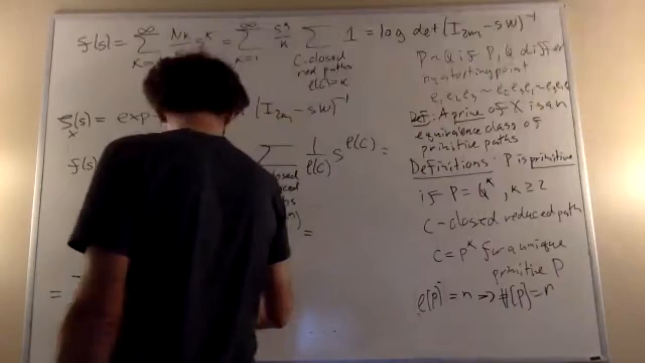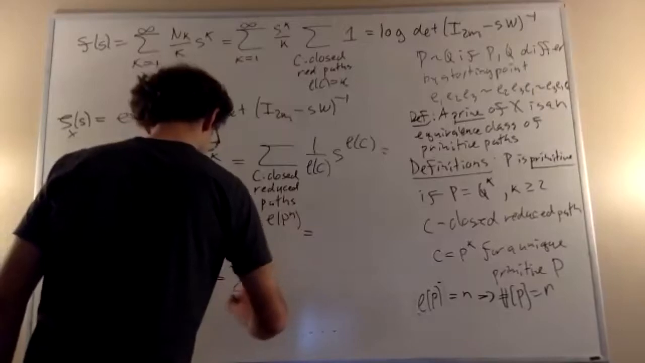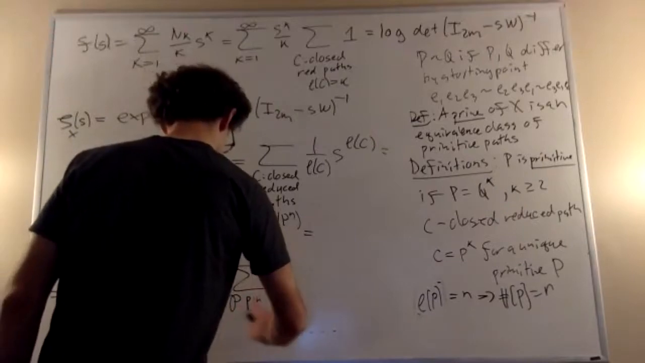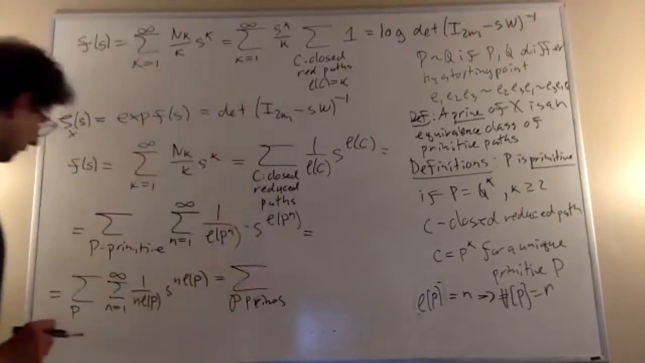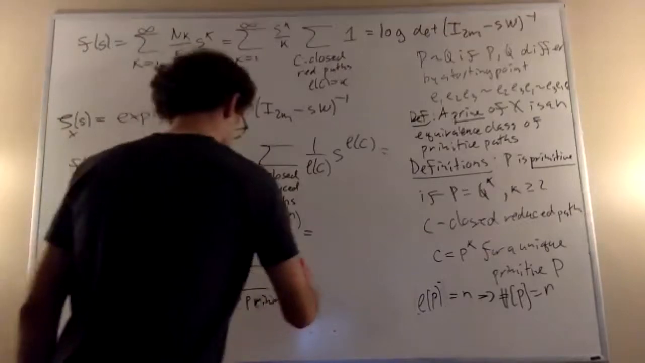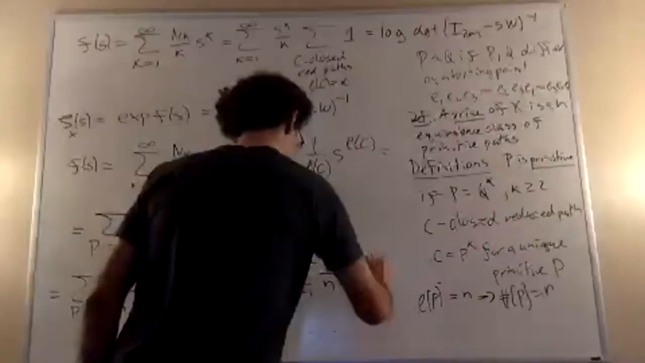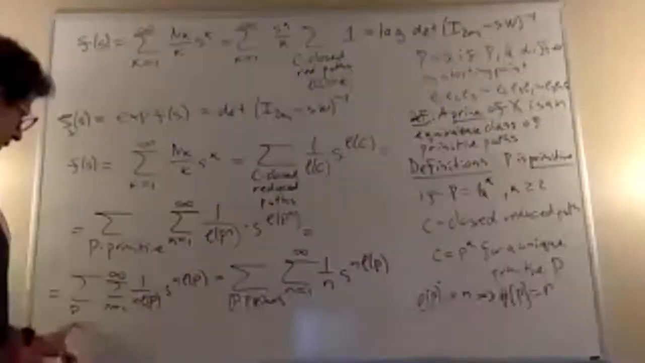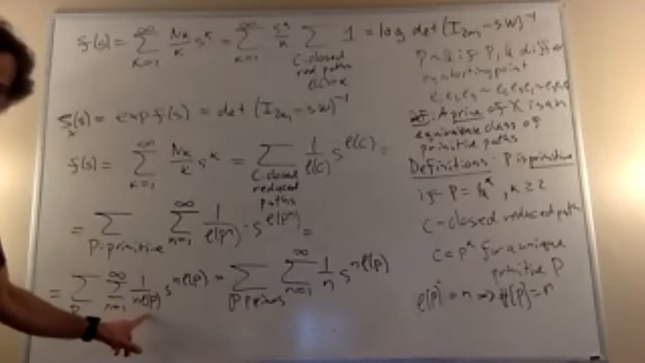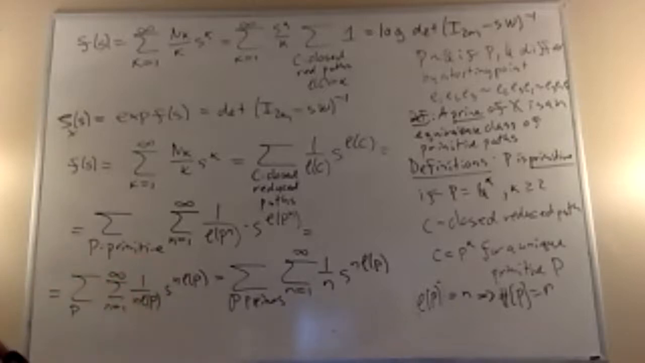So therefore, if instead of summing over primitive paths, I now sum over all P, and this is going to be the primes in the graph, then this L of P is going to go away. So I'm just going to have the sum from n equals 1 to infinity, 1 over n, s to the n L of P. Why is that? Well, because every primitive path P has exactly L of P representatives. So I'm adding 1 over L of P times. So this is going to go away.